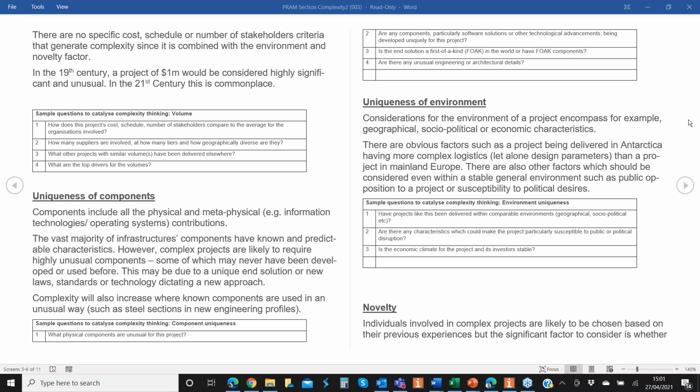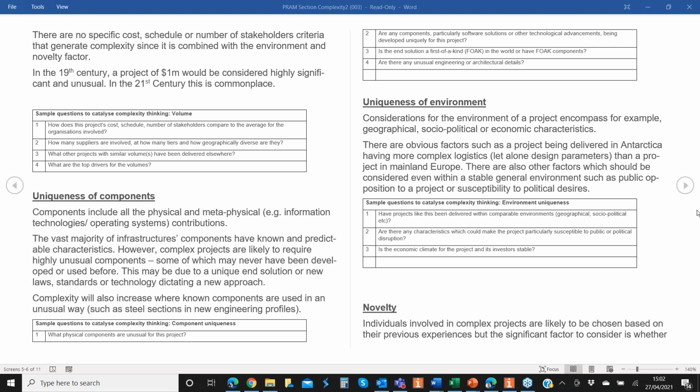So uniqueness of components was the next stage, and I try to steer away from it just being physical components, but there's also software components which feed in. And then this key factor, which is the uniqueness of those individual components. So moving away from anything that's standard towards, and this is where clearly the first of a kind type approach comes in. But I also wanted to cover that it's known components being used in a different way.